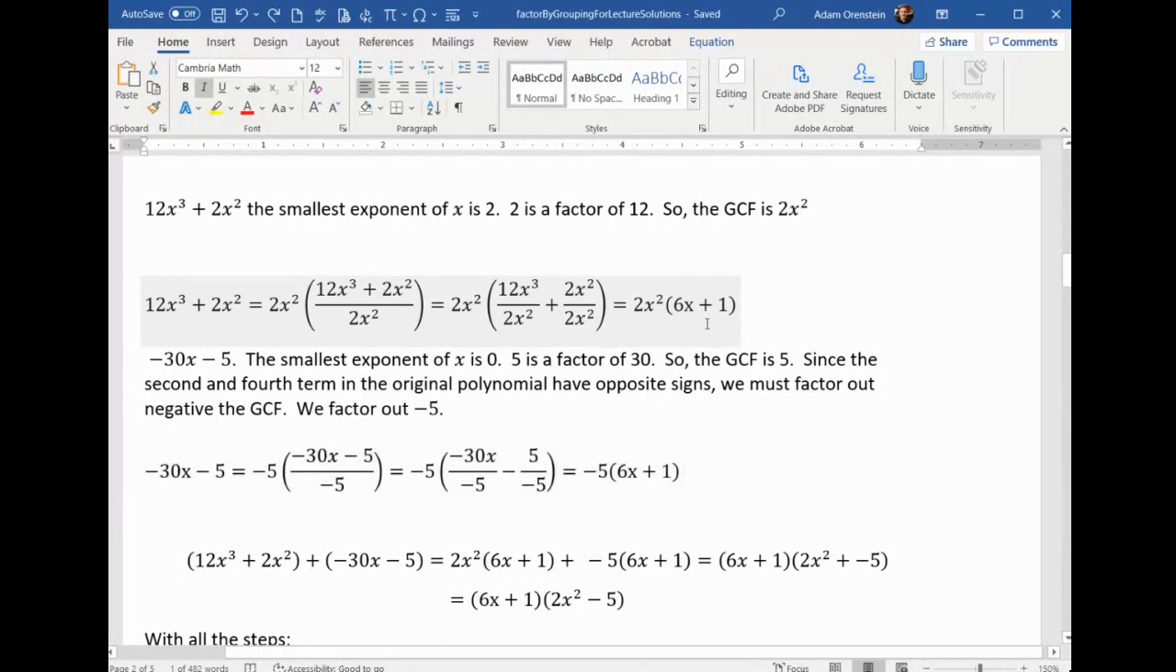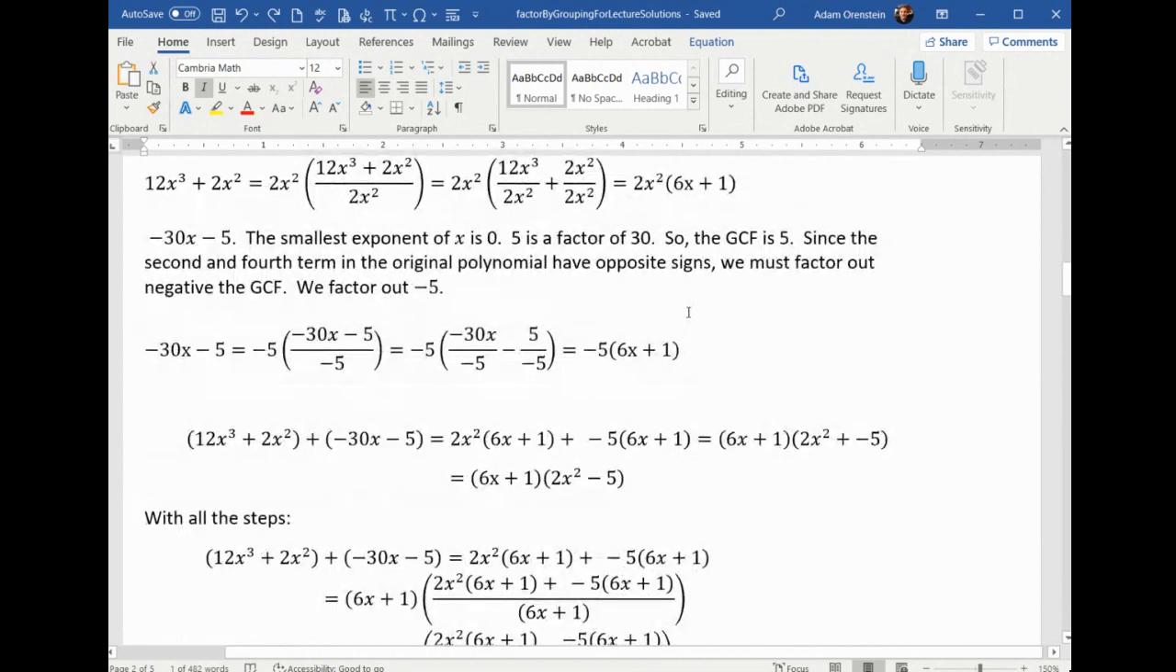When I do that, 6x plus 1 is a common factor, and 6x plus 1 we pull out, and when you do, this is what you get. You could leave it as 2x squared plus negative 5. I just wrote it as 2x squared minus 5, but both of them are right.